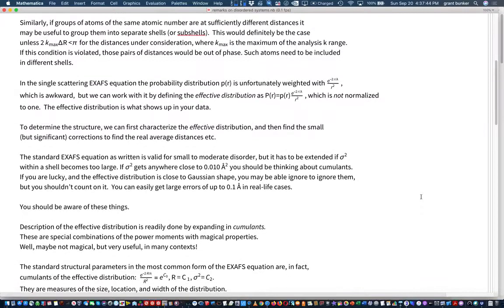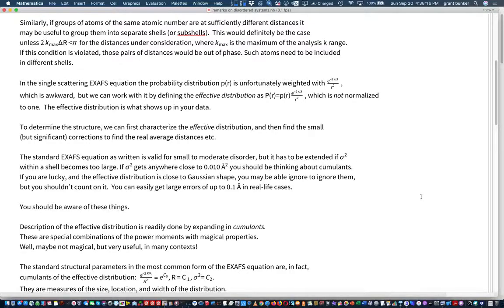Now it's a little bit awkward, but true that in the single scattering EXAFS equation, what is relevant is not just the distribution of atoms, the real one you care about, this P of R, but it's weighted with this 1 over R squared from the decay of the spherical wave as it goes out and comes back, but also this e to the minus 2R over lambda, and lambda is actually a function of k, which is the mean free path, and that's kind of awkward.